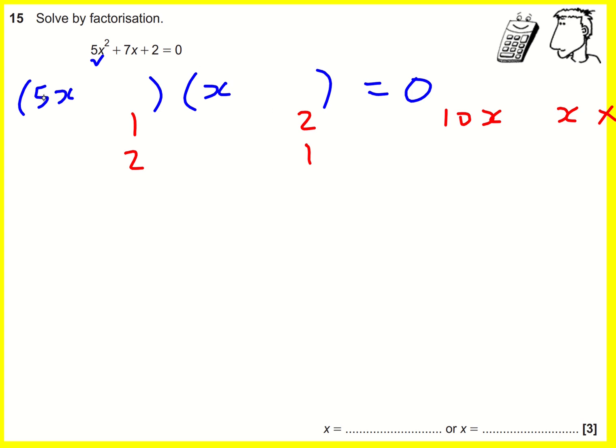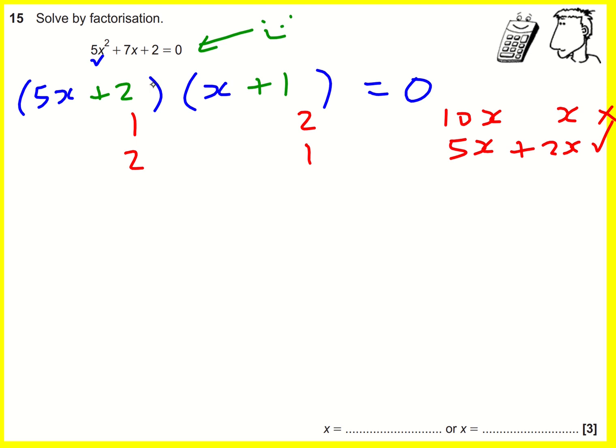5x times 1, that's going to be 5x. And x times 2, that's going to give me 2x. Those will add together to give me 7x. So basically, I can definitely put in 5x plus 2 and x plus 1 equals 0. And if I multiply that out, I would get back to this, trust me. But the whole solution process is a case of understanding these things. Okay, I'm not done. I now need to solve it.